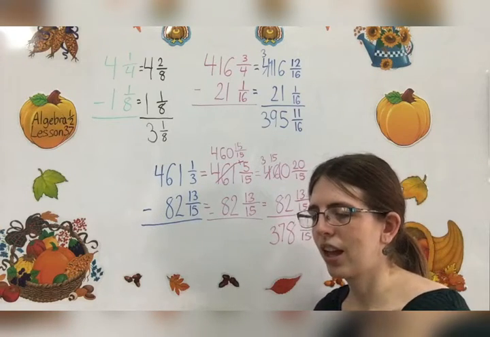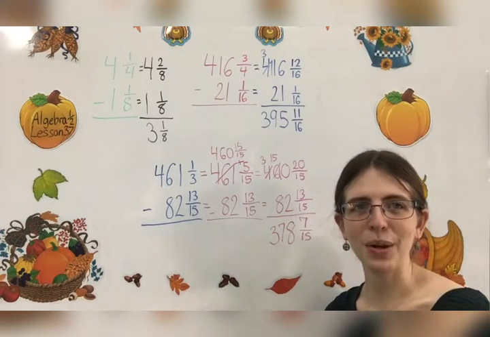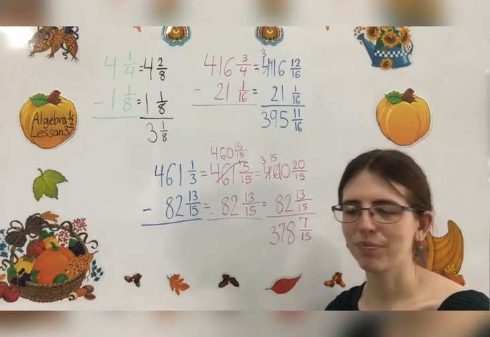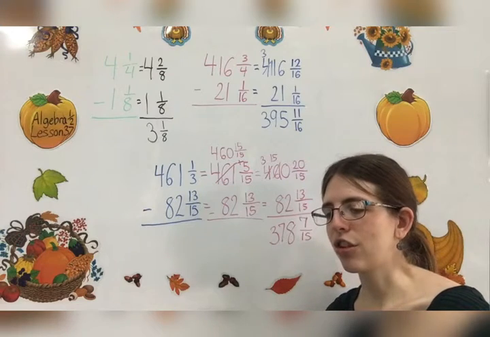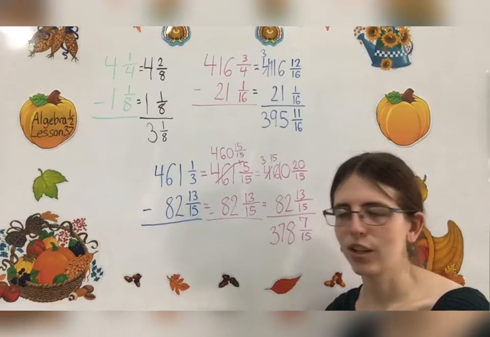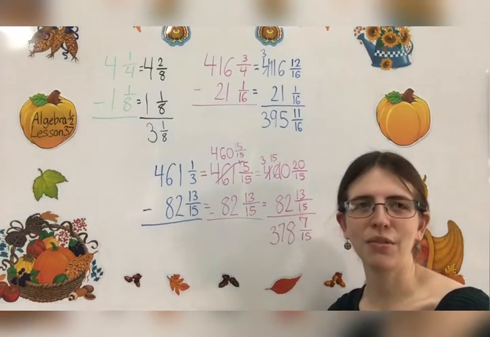Okay, letter A should be 2 and 8 fifteenths. Letter B, you should have 273 and 13 over 40.